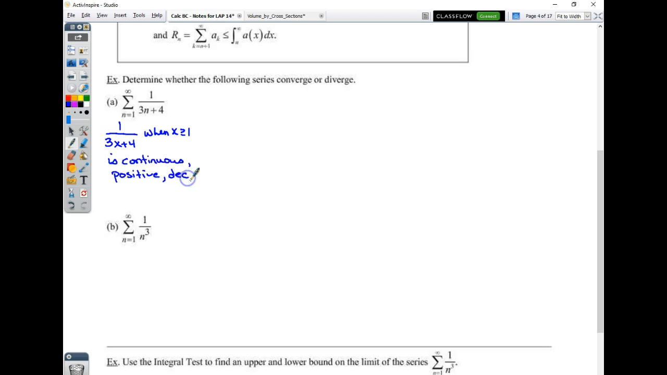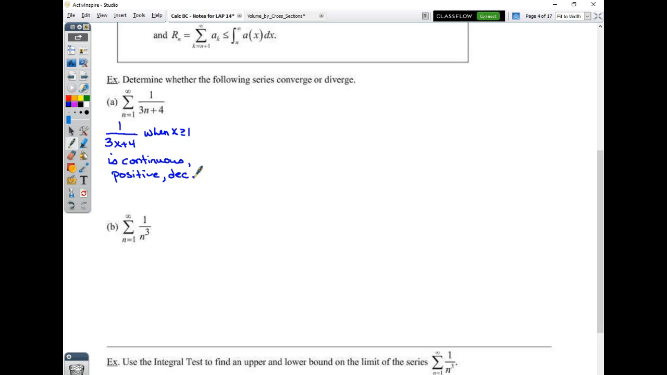Well, how do you know if it's decreasing? Yeah, the bottom keeps getting larger, the top stays the same. It's got to be continuous, positive, and decreasing. So far, so good? Since we know that 1 over 3x plus 4 when x is greater than or equal to 1 is continuous, positive, and decreasing, this is a problem that qualifies for the integral test.